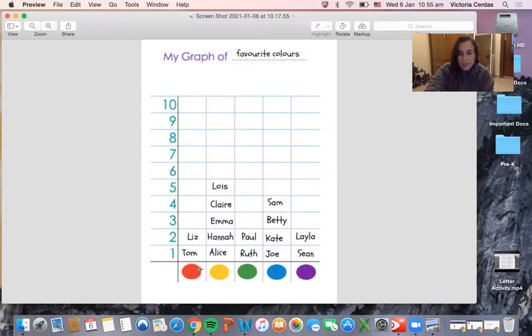And then fewer people like red. You see, we have only Tom and Liz, only two people. Green also only Ruth and Paul, two people, and then also purple, only Sean and Lila liked purple. Interesting, huh?